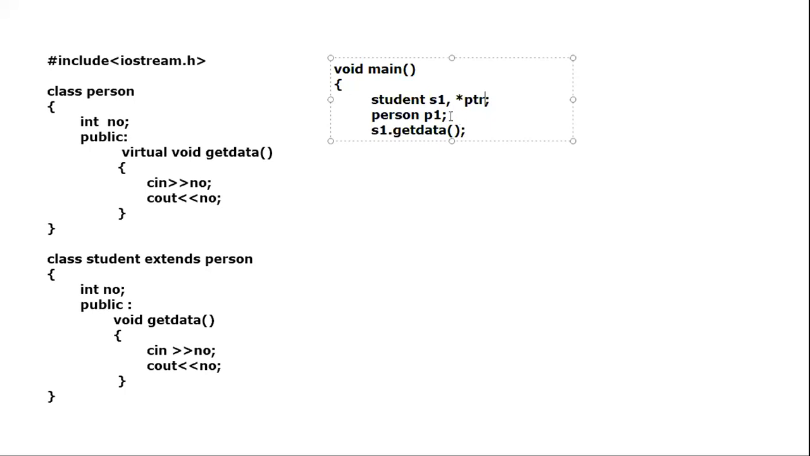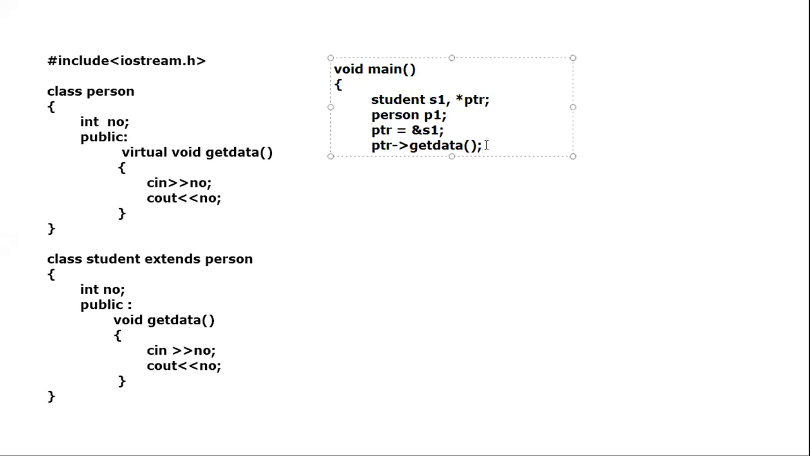Now if I want to access this get data for the s1, what I'm going to do, first mention ptr equals address of s1. Now ptr is holding the address of s1, and then I'll write ptr arrow get data. Now here the get data function which is available in the student will be called, because ptr is holding the address of s1 and ptr is now calling the get data. So this get data will be for the s1.